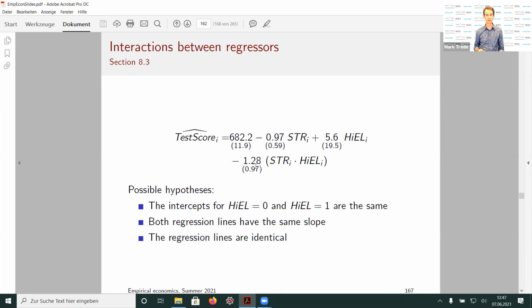Please be careful. The marginal effect of the class size is now not minus 0.97, because that would imply that the marginal effect is constant, and that would mean that if you increase the class size by 1 unit, then the test score would go down by 0.97 units. But that's not the case here, because if you increase the class size by 1 unit, you would also increase this term here by 1 unit. And of course, the total effect on the test score would then depend on whether this one here is 0 or 1. Okay, so that's really important here.